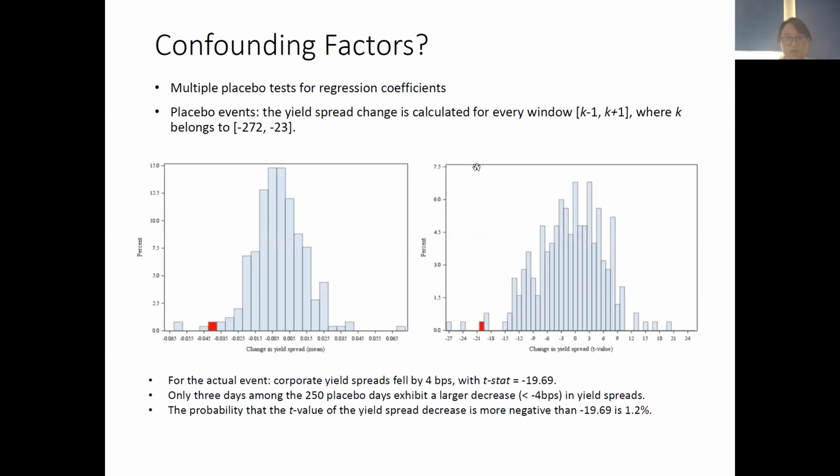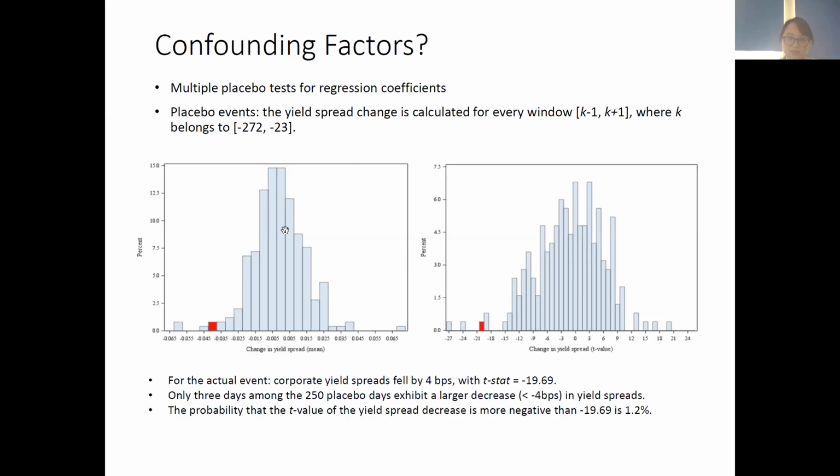So far, after those two tests, not sure if you can be convinced. If not, we still have some placebo tests that can help us get a sense of the probability distribution that we can observe a similar magnitude of decrease in corporate yield for some placebo events. The way we do it is that we create placebo events for the 1 year before the sovereign announcements. In essence, we have 250 placebo events.